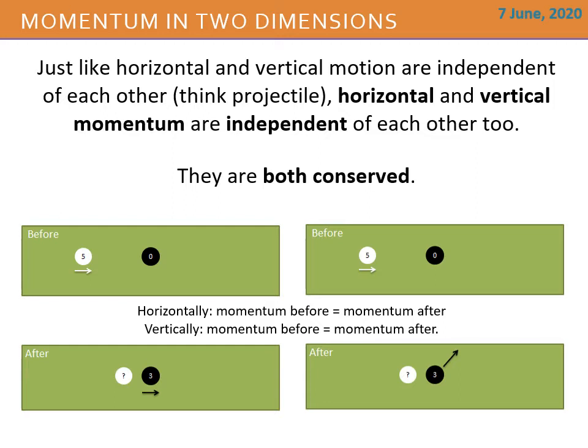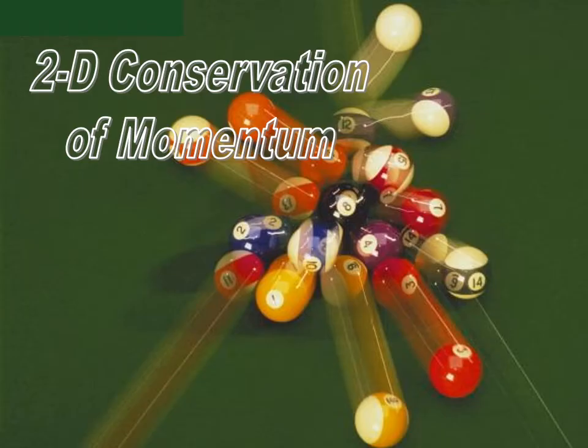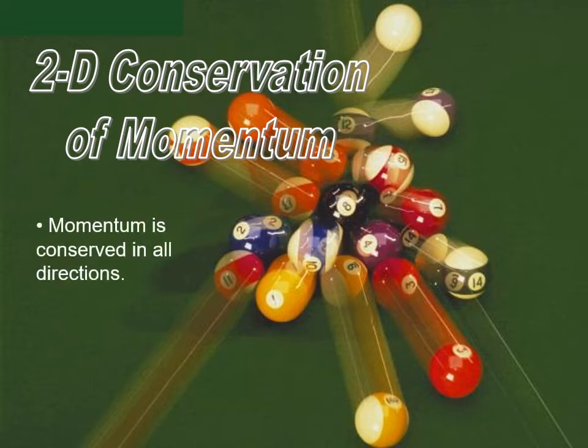When we talk about two-dimensional momentum, we have to consider the momentum before collision and momentum after collision in two directions. First we will find the momentum before and after in the horizontal direction, and second we will find the momentum before and after in the vertical direction along the y-axis. So when we do two-dimensional conservation of momentum, we must remember that momentum is conserved in all directions.